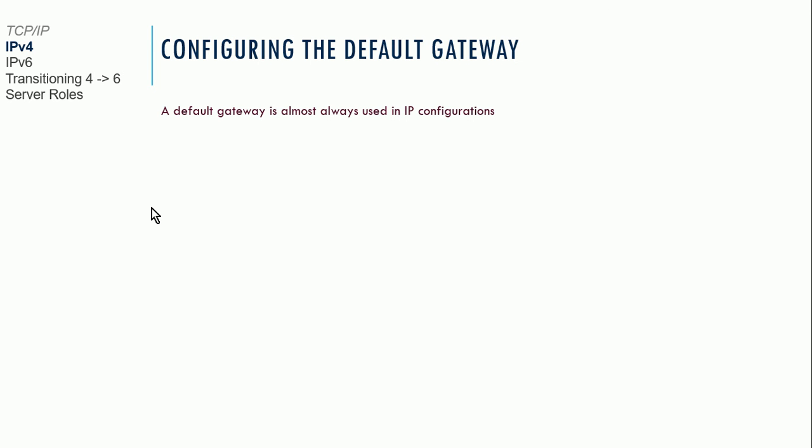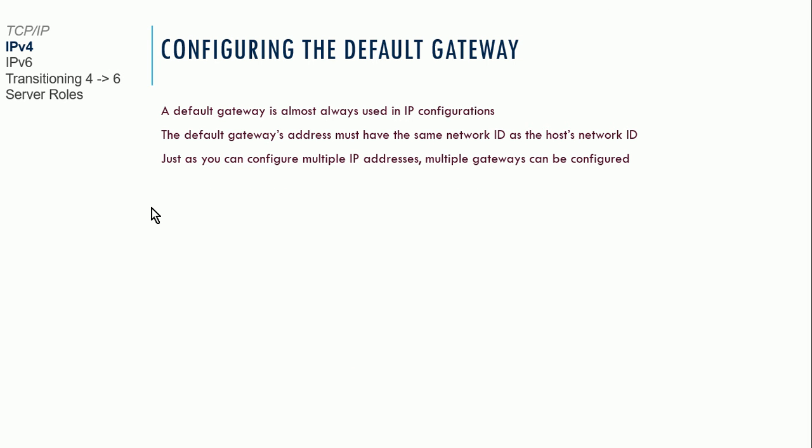So a default gateway is almost always used with IP addresses. This is what allows your computer to contact your router in order to get to the wider network. This would be kind of like having a mailbox with no post office if you didn't have a default gateway. So you do have to have that default gateway because if there's no post office, there's no one to deliver that letter to the wider world.